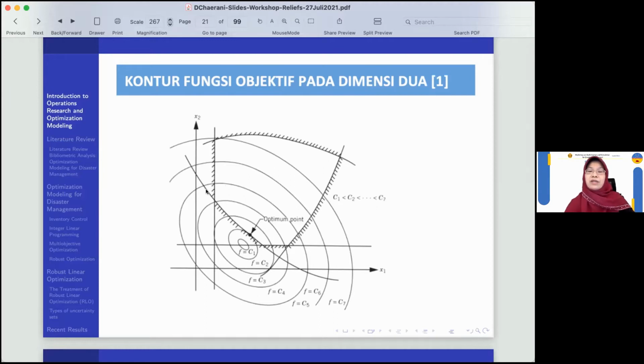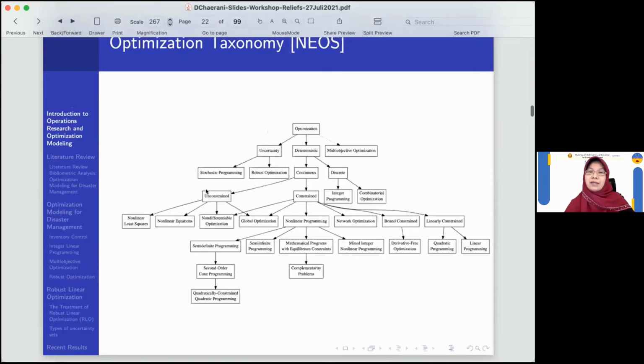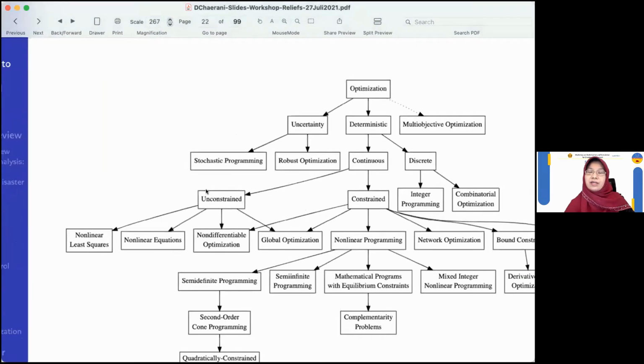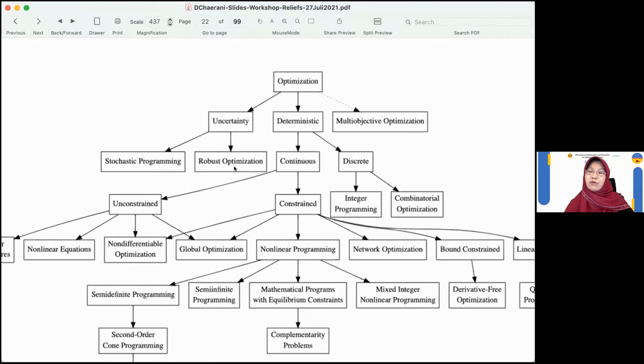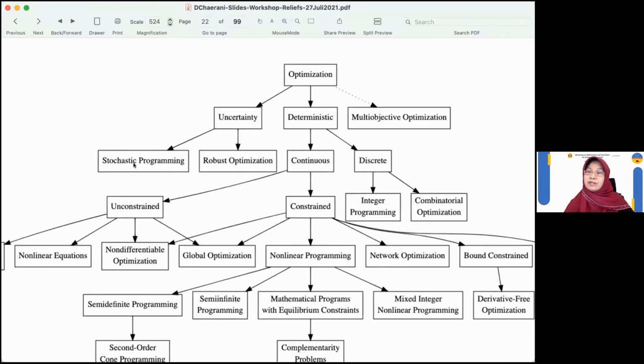So now we are going to the continuous optimizations. And here we have a taxonomy of the optimization science. Maybe some of you know this beforehand. From here, we can see the division is not linear and nonlinear, but uncertainty, deterministic, and multi-objective optimizations. I'm taking this from YOS. From uncertainty, we can solve this with stochastic programming or robust optimizations.